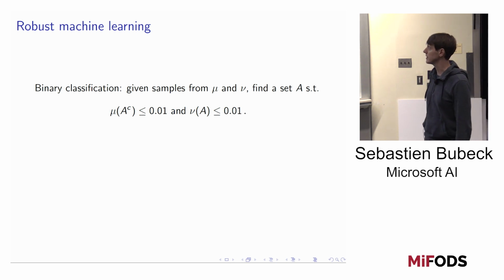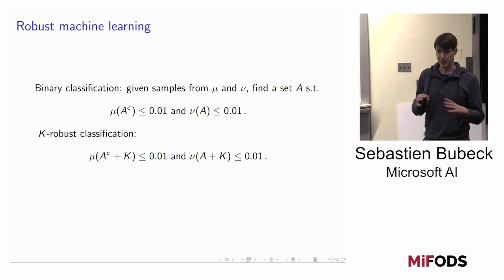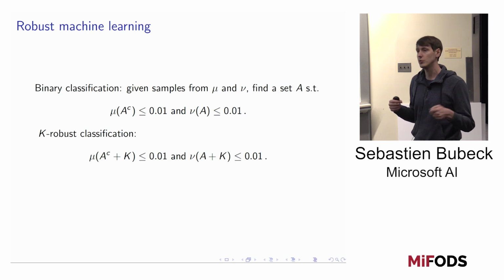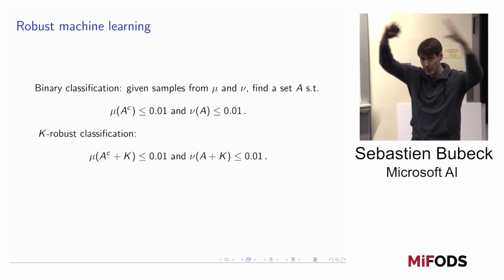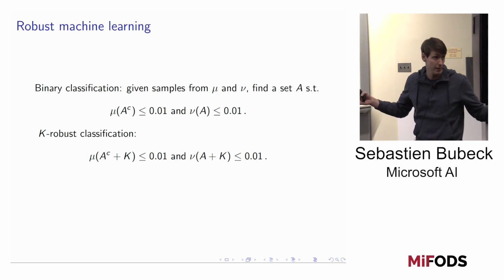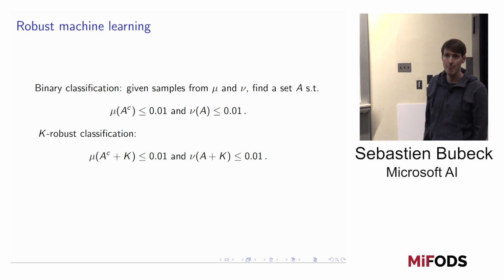It's finding this set. Now, what is robust classification about? If you want to be robust with respect to a certain set of perturbations K, you want the following. You want not only that, say, under mu, you have a small probability to fall in the complement of A, but you also want a small probability to fall close to the complement of A. The complement of A is where you're making mistakes, and now you enlarge it by adding this set of perturbations K. So you want not only mu of A complement to be small, but mu of (A complement plus K). And you want this both for mu and for nu. OK, so this is robust classification.